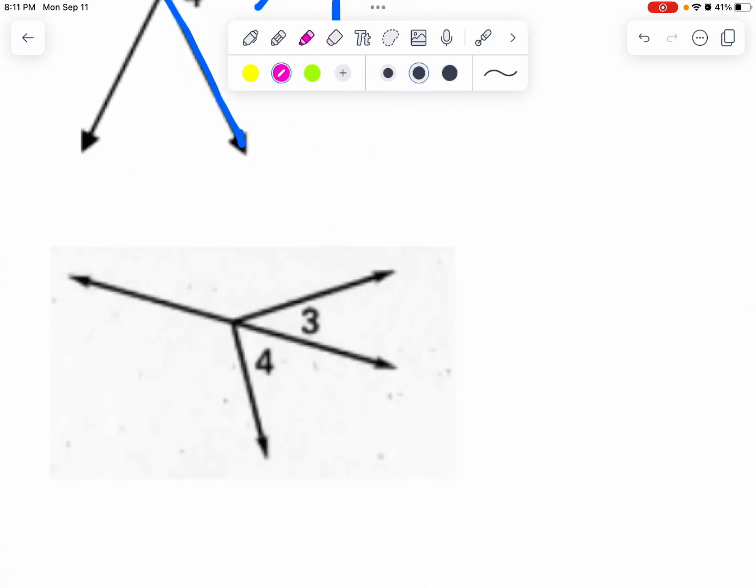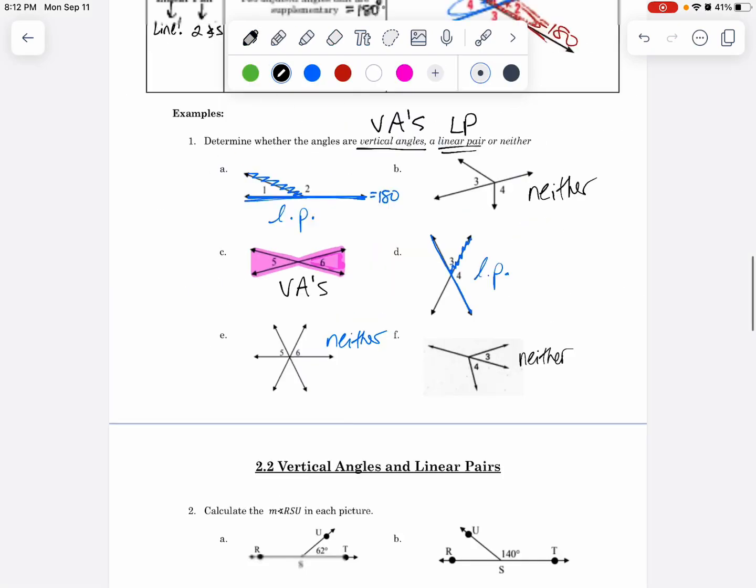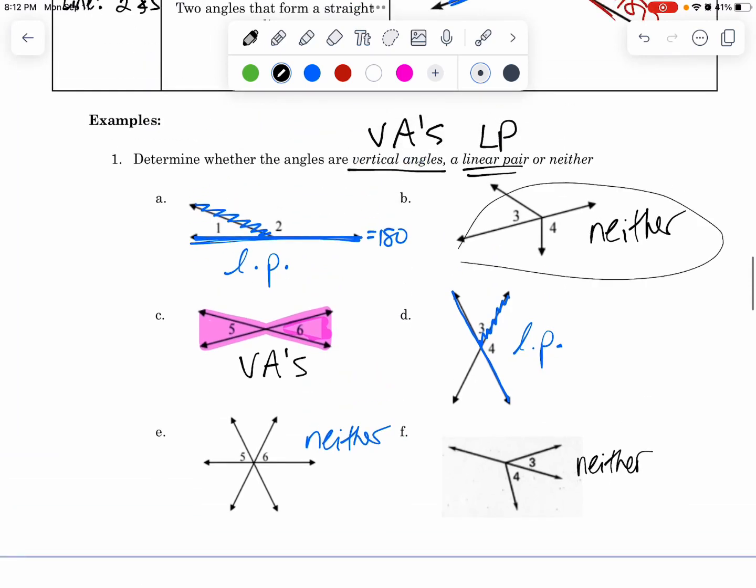Last one. Remember, for linear pairs, we need to have a straight line. I do not think 3 and 4 make a straight line. I do see another kink, so it's not two straight lines. It can't be vertical angles. This is another one that is a neither. It looks a lot like the second one that we did.